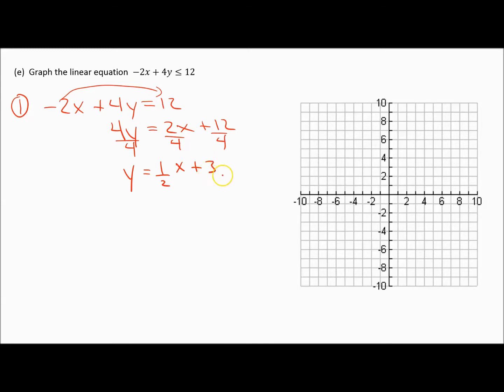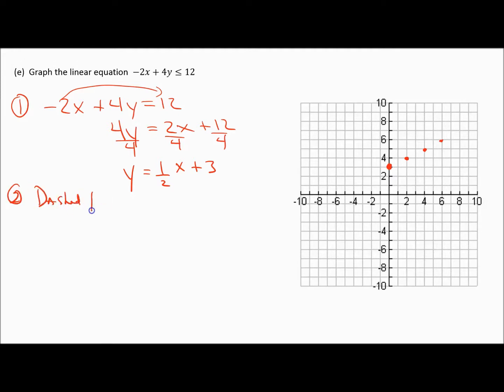So my y-intercept is 3, so I make a mark at 3, and I rise 1 and run 2, right? So from here, rise up 1, run 2, rise up 1, run 2. I can do it again, rise up 1, run 2. There's my straight line. Now, do I do dashed or solid?